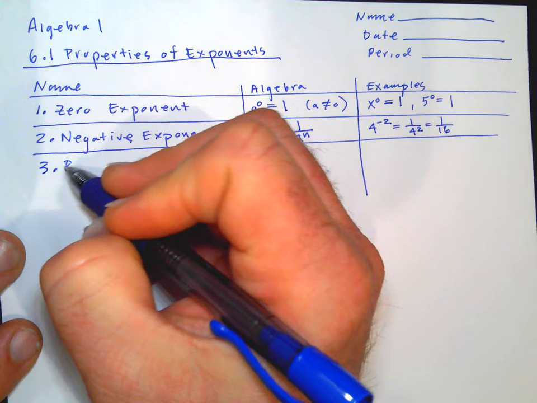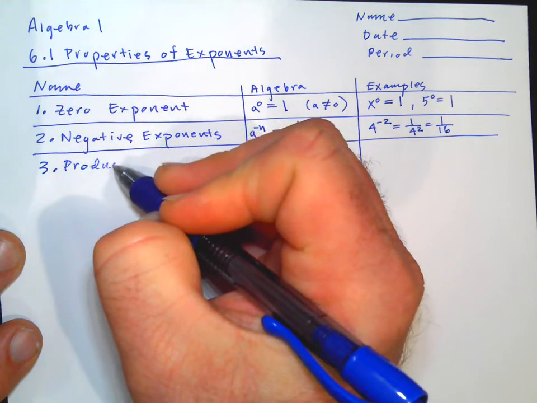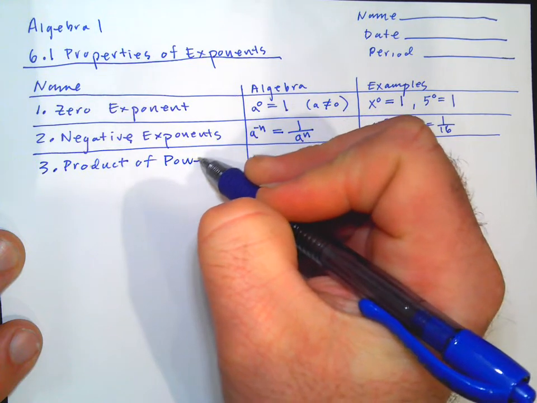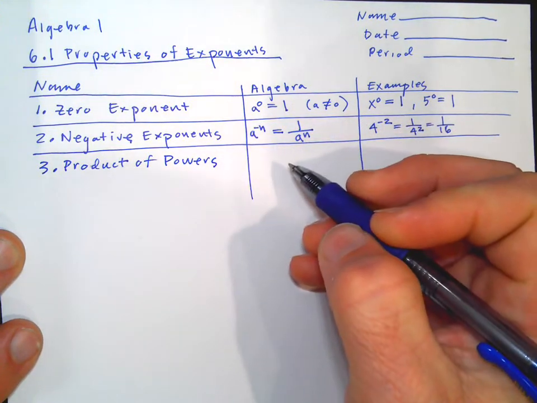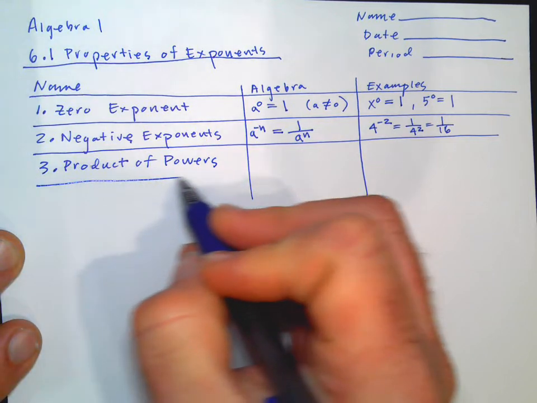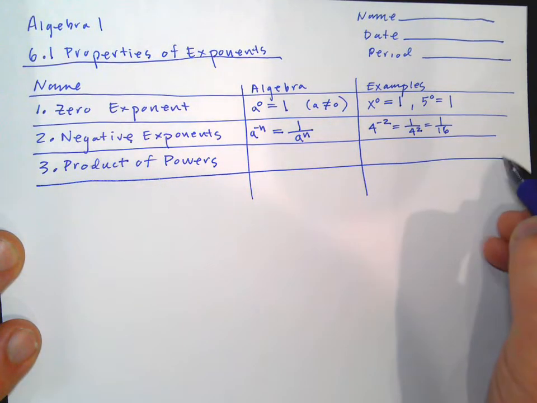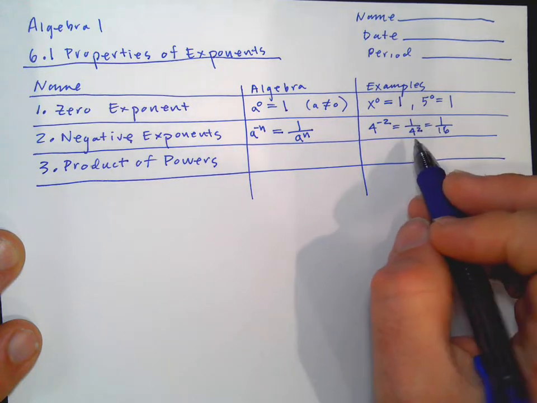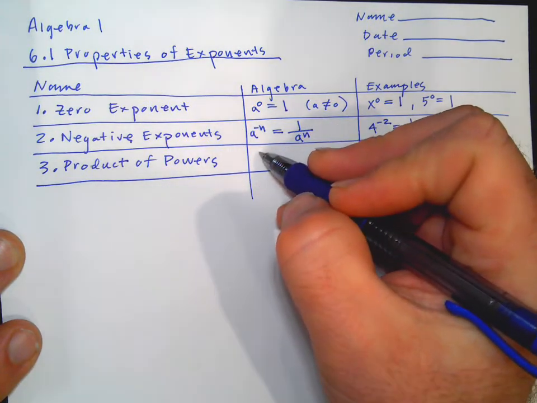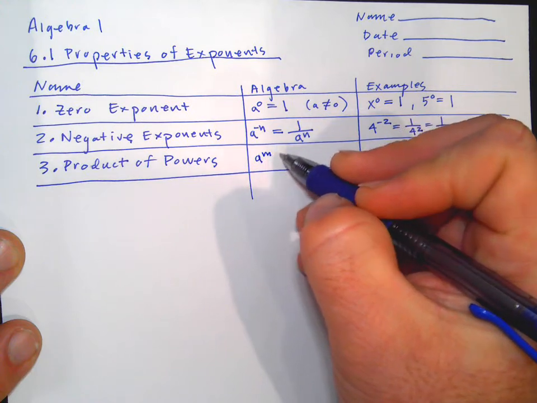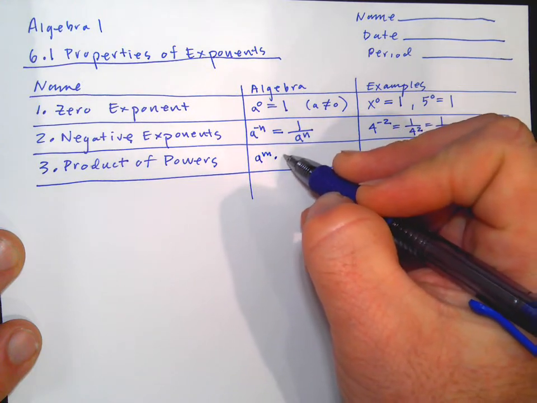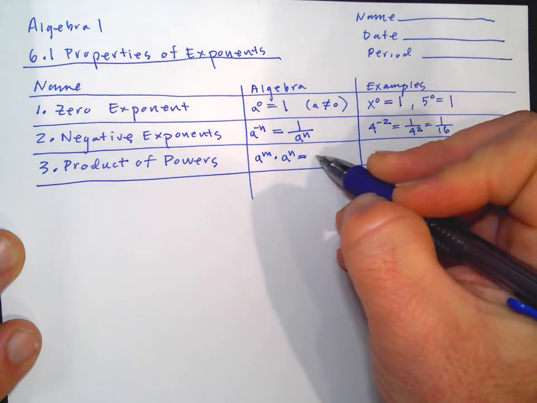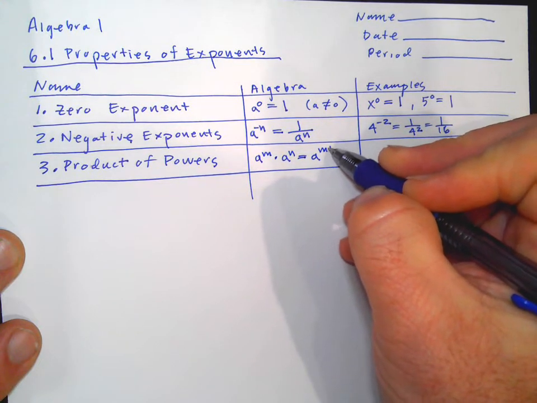Rule 3, product of powers. Another term that's used with exponents is powers, so 4 squared is 4 to the power of 2. With this one, if you have 2 terms that you're multiplying times each other and they have the same base, they have to have the same number at the bottom, then you can combine them together by adding their exponents.